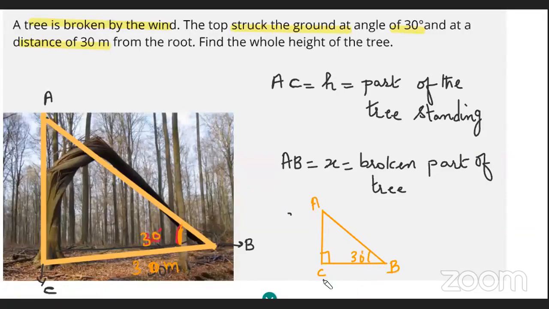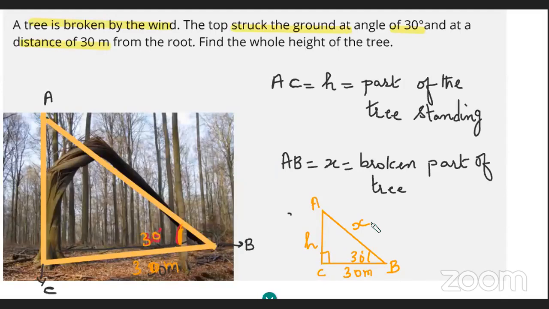If you want to see this question, it's in R.D. Sharma. It's an example problem. BC is given to be 30 meter, that is the distance between the top, which is touching the ground, and the root of the tree. What we need to find is the whole height of the tree. That means I need to find AC as well as X. Yes or no?